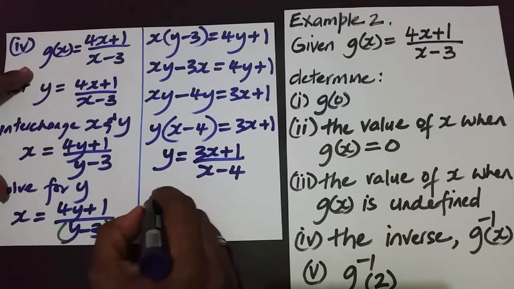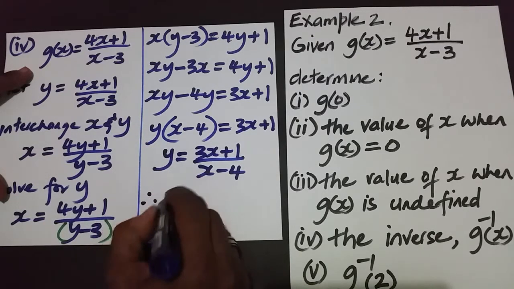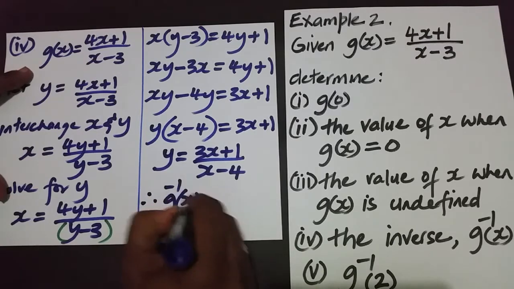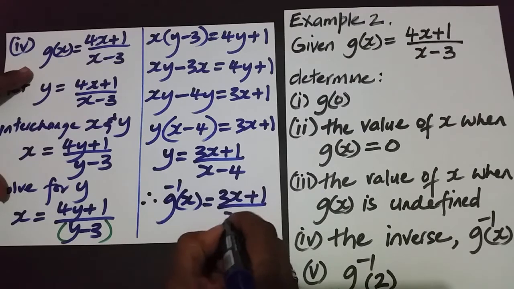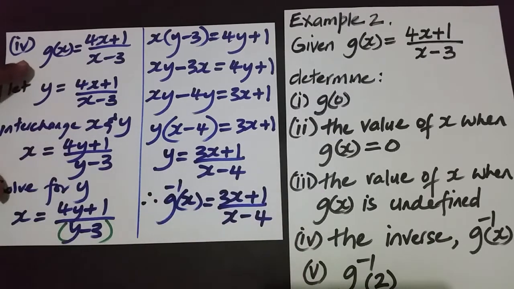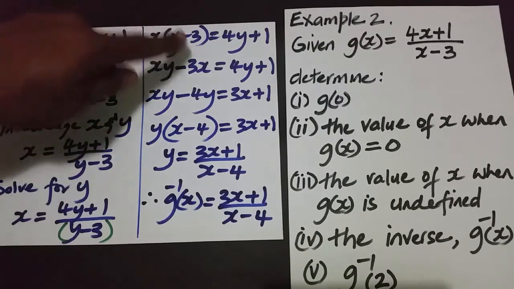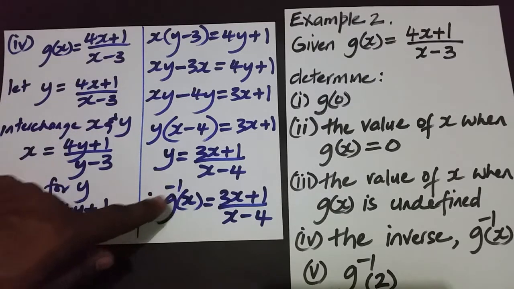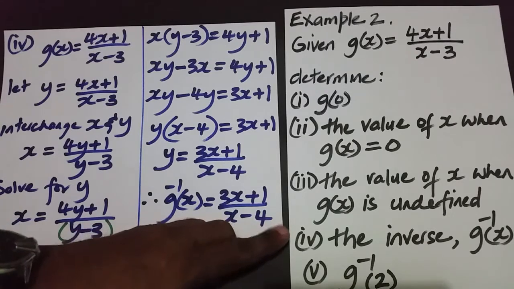So therefore, the inverse of g of x is going to be equal to 3x plus 1 divided by x minus 4. And that would be the inverse of g of x. So original function g of x, all of these steps were in pursuit of finding the inverse of g of x, which is that. So I've answered part 4 of the question.